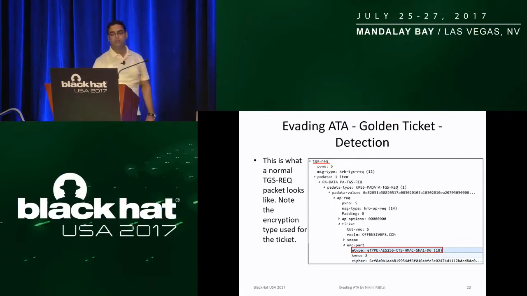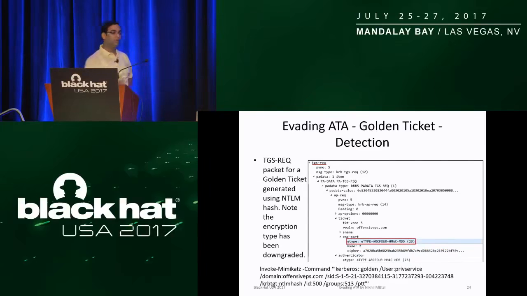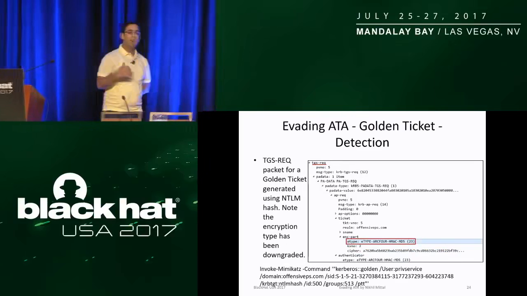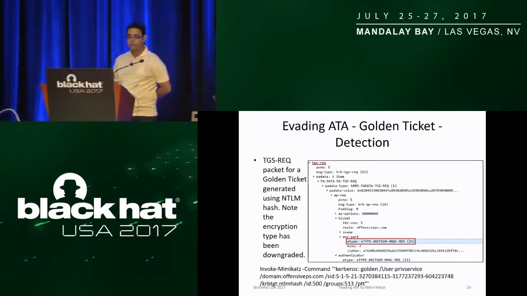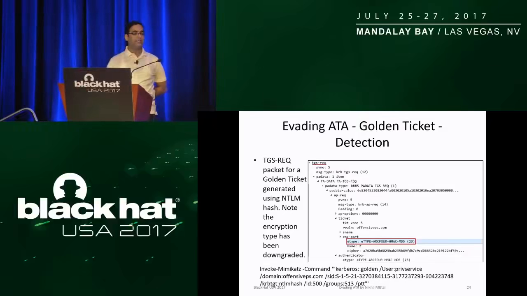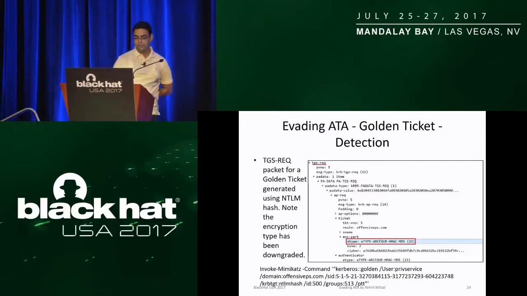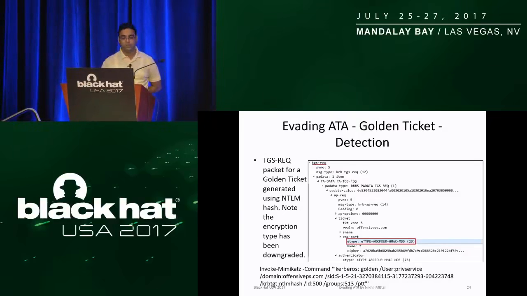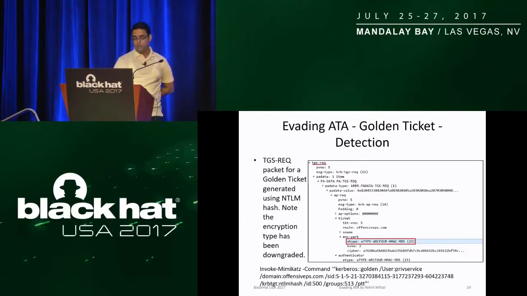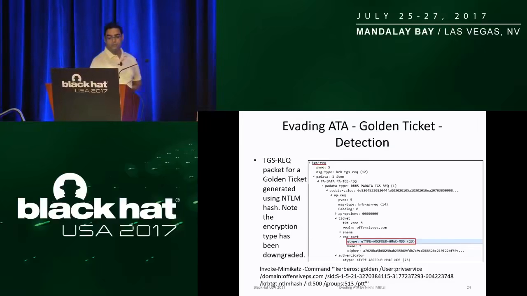In the same way we did for the overpass the hash attack, if we go here and see the etype in the TGS-REQ packet, it's AES 256 CTS HMAC SHA1. Now this is how it looks if you use the NTLM hash of the Kerberos TGT account. Clearly a downgrade, and that is exactly what ATA is looking for. So this is the command which we generally use for creating a golden ticket: whatever username, domain, SID of the domain, and the NTLM hash of the Kerberos TGT account. That's what we use normally, right?